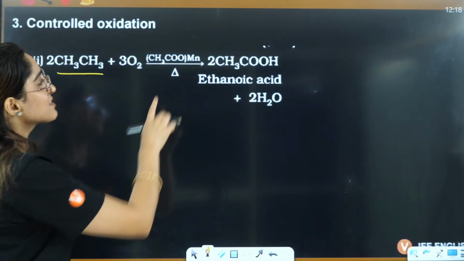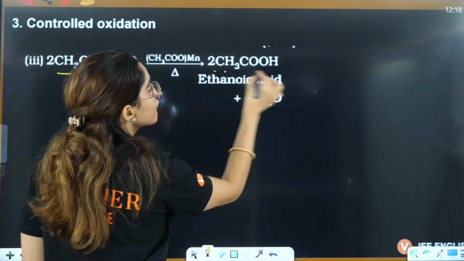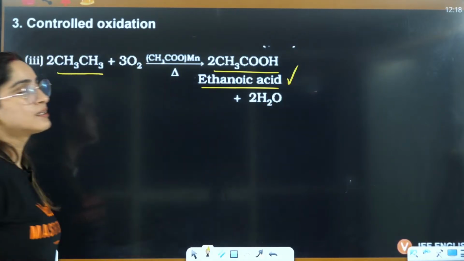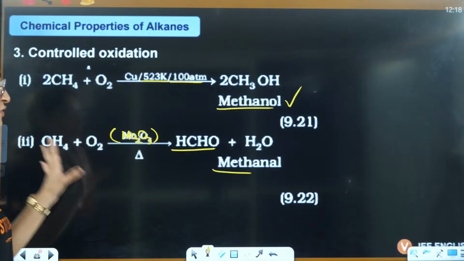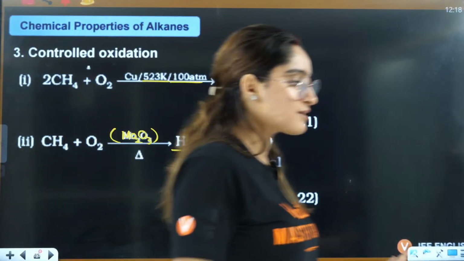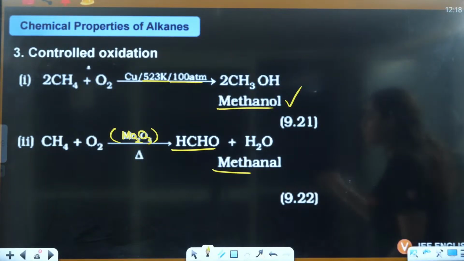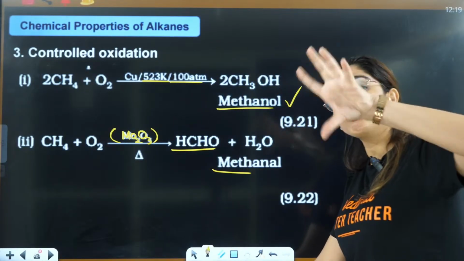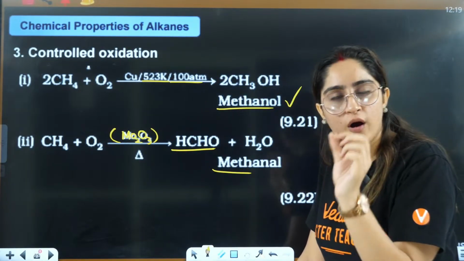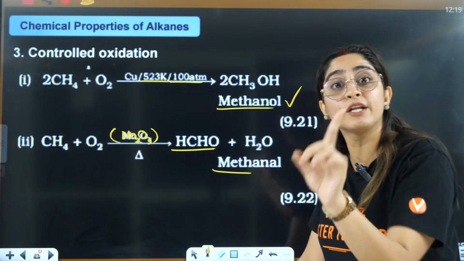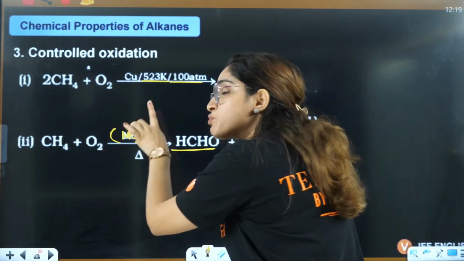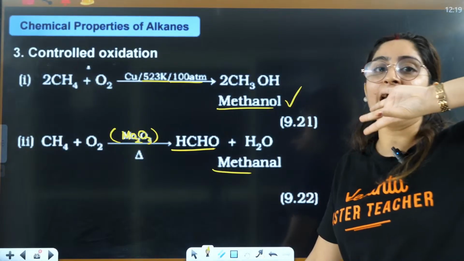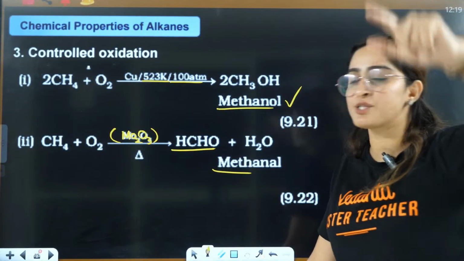Manganese acetate, you have the formation of ethanoic acid, right? These three reactions are some different reactions that you should remember, that is under the part of controlled oxidation. Methane with O2, when you use copper, methanol is formed. When you use molybdenum oxide, aldehyde is formed.